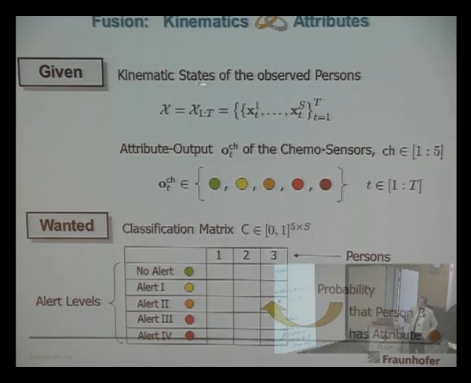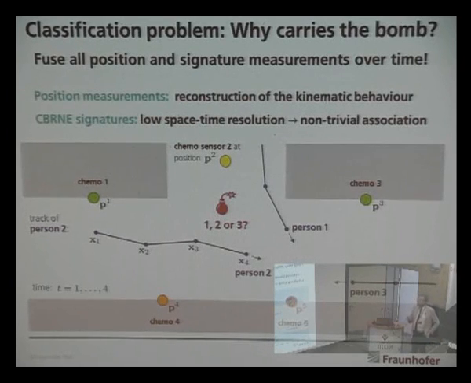So we have to get the kinematic state of the observed persons, and we discretize the output of the chemical sensors. We created 5 levels, and the task of classification means calculating a classification matrix. The classification matrix has the alert levels and the persons, and each entry, this one for example, tells you the probability that person number 3 has the attribute orange. And those persons who have the attribute dark red are terrorists. How to get this? Due to the low space-time resolution of these sensors, we have a non-trivial association task. We need algorithms that do the association. So we have fusion, tracking, classification, association. All the key ingredients of our science are in this problem. And the task is: who is carrying the bomb?